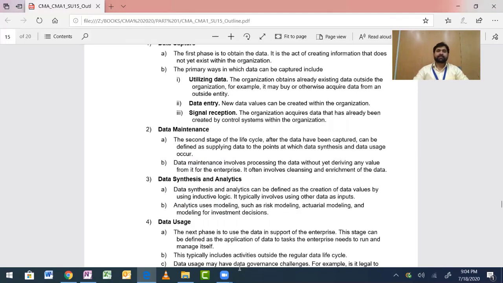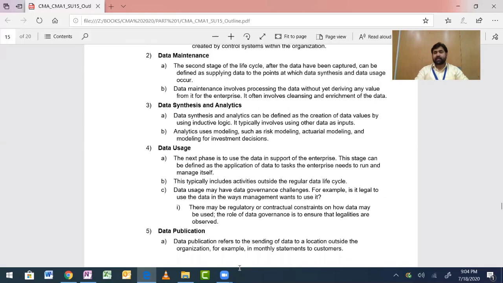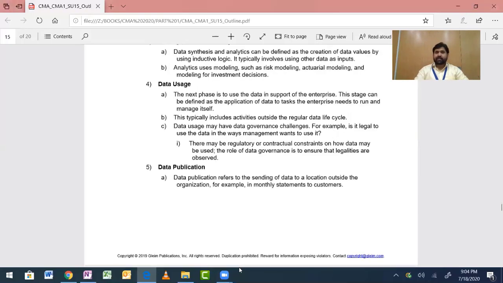Fine. Data synthesis and analytics. So you have to analyze this. So you have to put it in different rows and columns. Manipulation of the data. Whenever you require it, it has to be changed accordingly in the system, right? So that is your synthesis and analytics. Then data usage: when it is required, you take out that data and you try to derive information out of it. That is the use of data. Fine. Information means processed data. That is the usage of data.